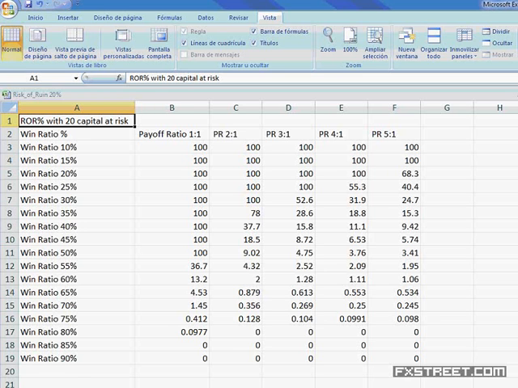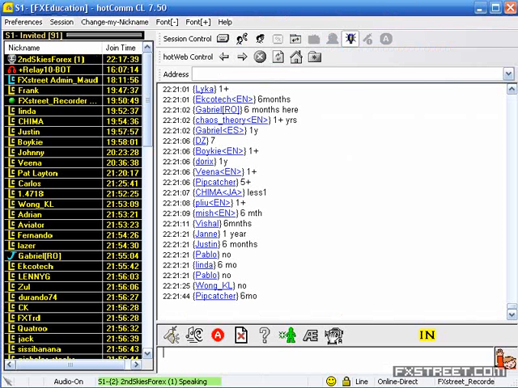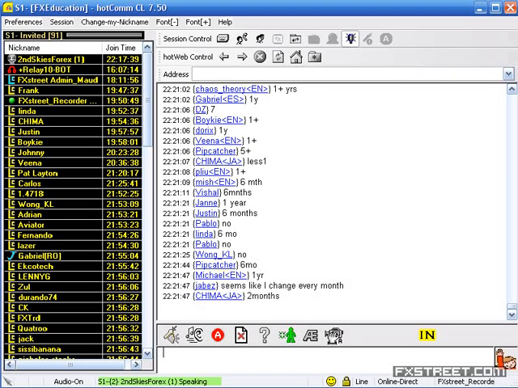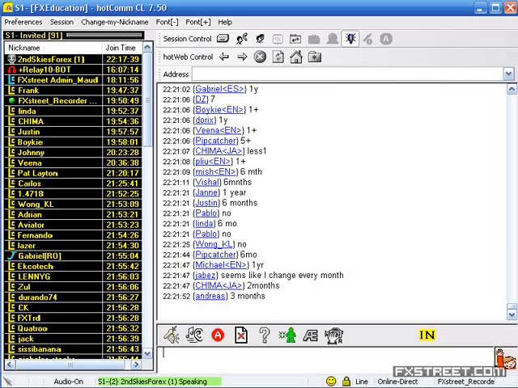Okay, seems like we actually got a pretty good bound of experience here. 6 months, 1 year, couple years, 2 months. Seems like I change every month. Okay, take note of this. You're gonna really want to pay attention to what we're getting into here.